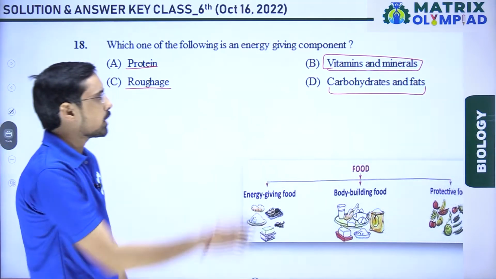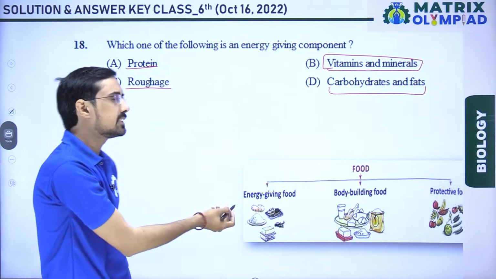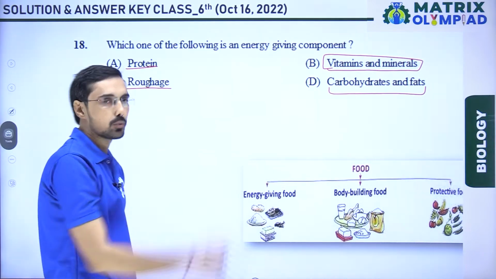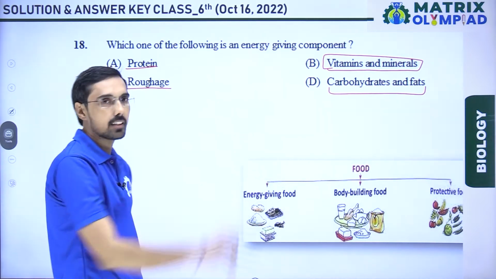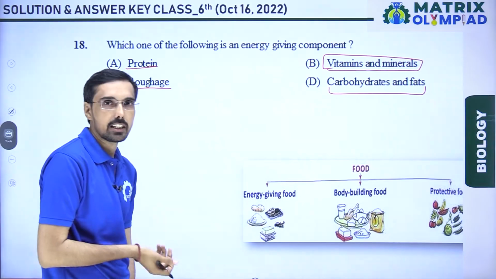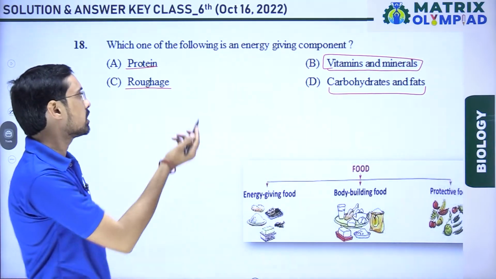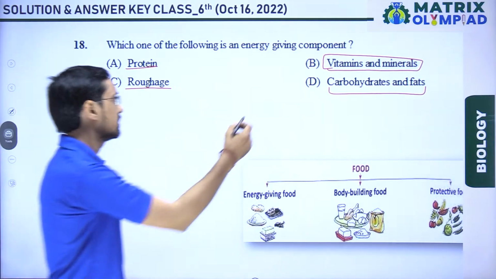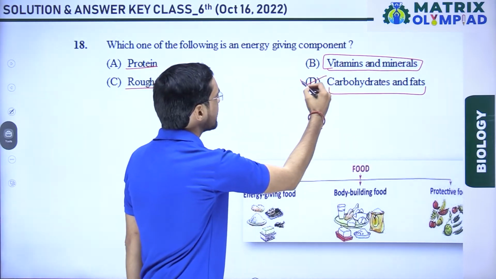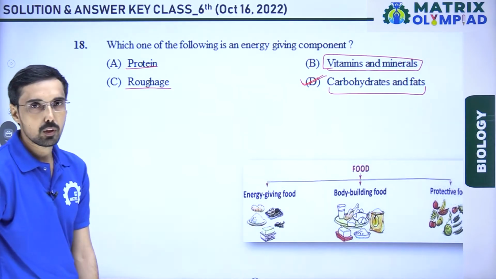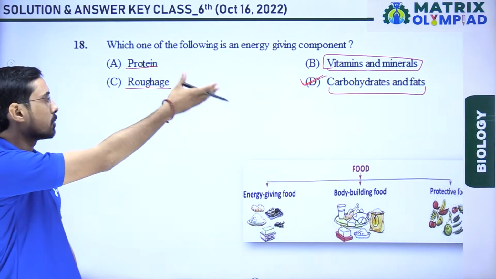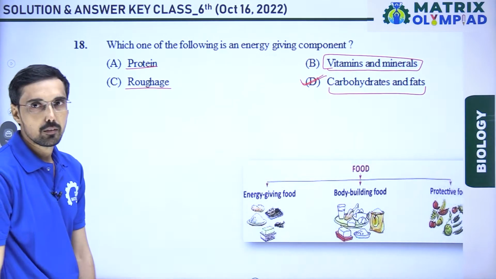Fourth option, carbohydrate and fats. These are the energy giving components. Carbohydrate, as we all know, we gain from the wheat and bread, and fat we have gained from ghee and butter. Now move to the option section for correct answer. As we all know that carbohydrate and fats are the energy component or energy giving food for all of us. The most appropriate option will be carbohydrate and fats.